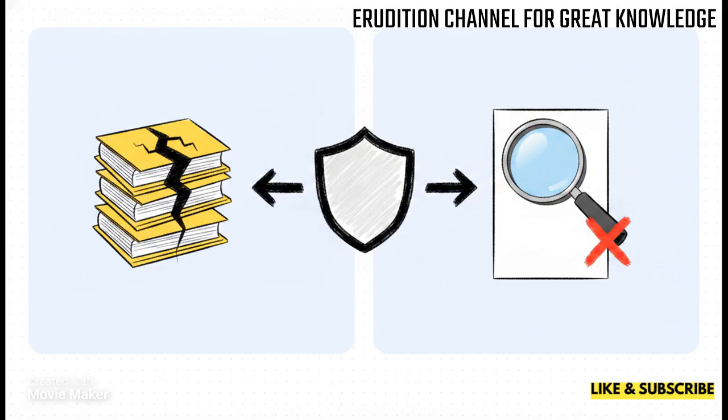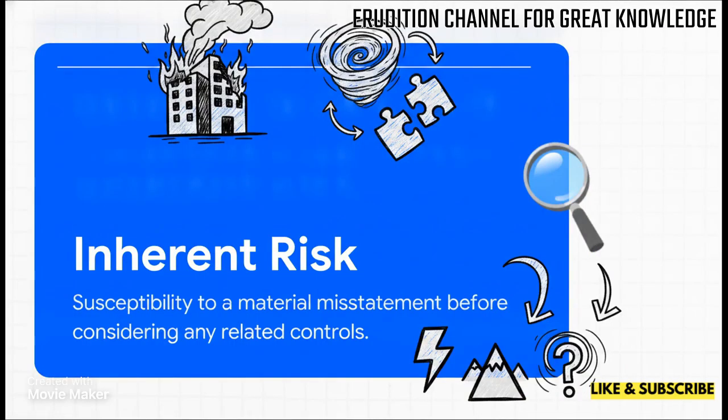On the flip side, we have detection risk. This is the risk that your own procedures fail to catch those misstatements. Let's break these down a bit more. The risk of material misstatement is split into two subcomponents, and first up is inherent risk. I love this one because it really captures the natural dangers in business. Inherent risk is the susceptibility of an assertion to a material misstatement before you even consider any internal controls.